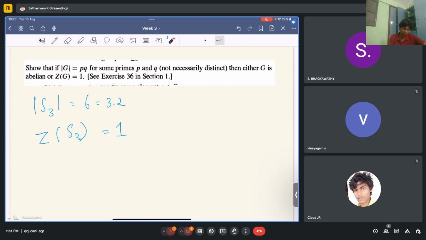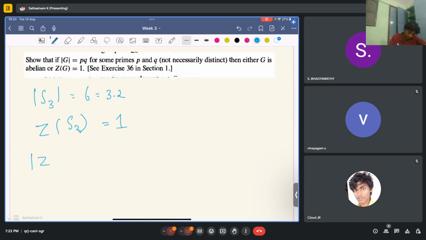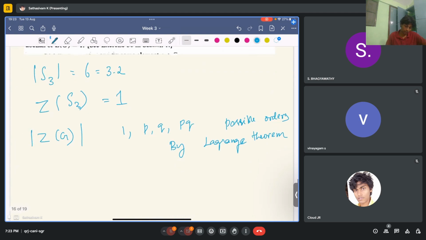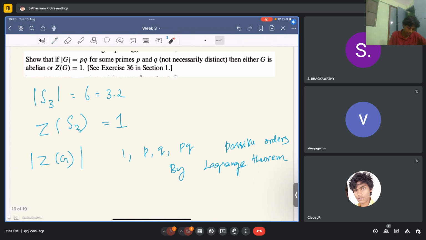So basically, what you want to do is work with the center of G. Let's look at the possible orders for the center of G. By Lagrange's theorem, the possible orders are 1, P, Q, and PQ. So these are the possible orders. Why? By Lagrange's theorem. But the statement tells you that it is either 1 or PQ.